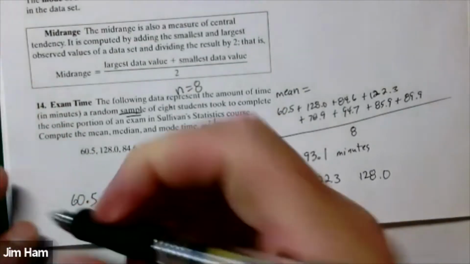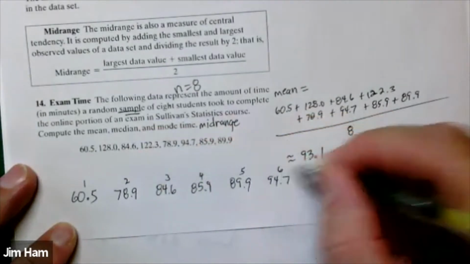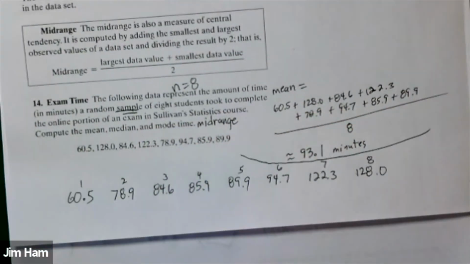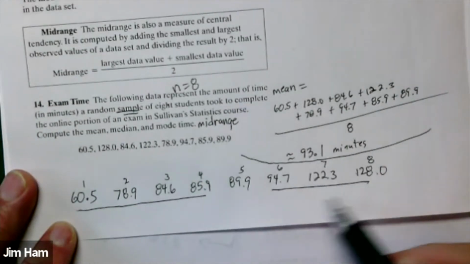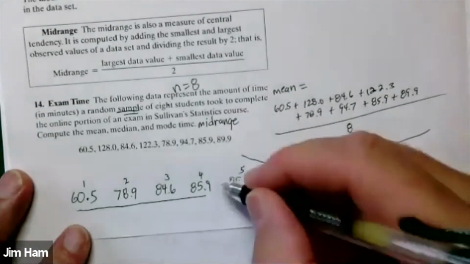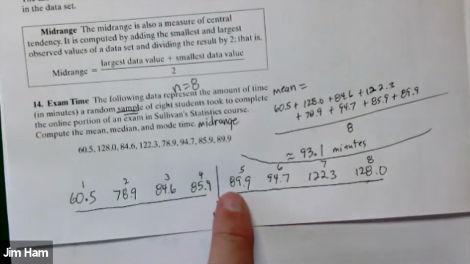1, 2, 3, 4, 5, 6, 7, 8. So which data value is directly in the middle? That data value is called the median. We have 4 here and 4 here. So here's the middle. There is no middle data value because we have an even number of data values. And so what we do is we take the average of these two.